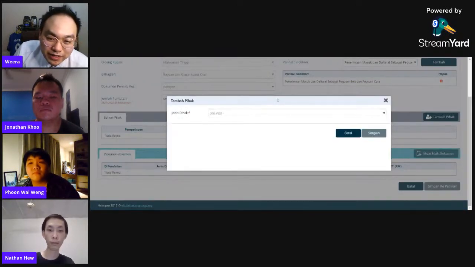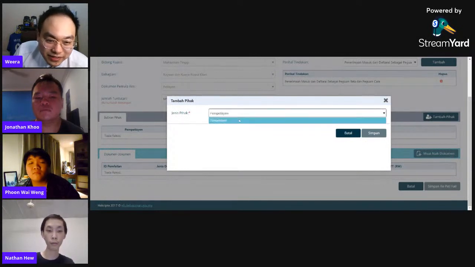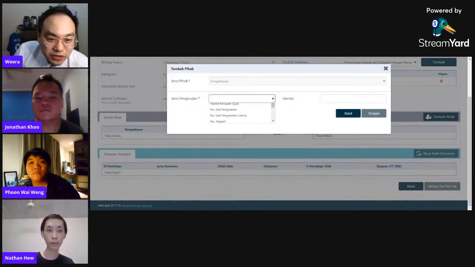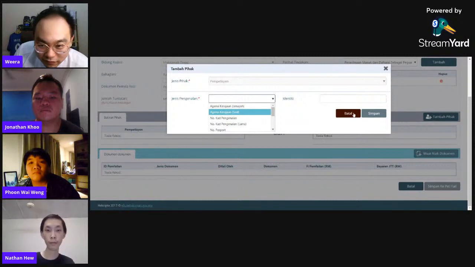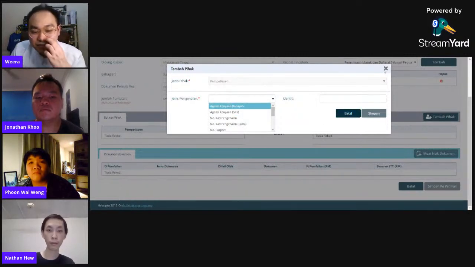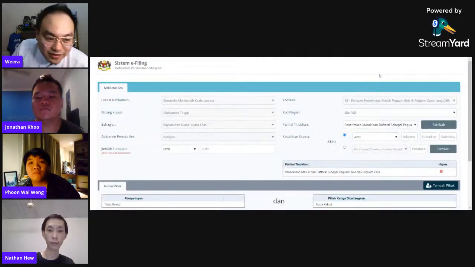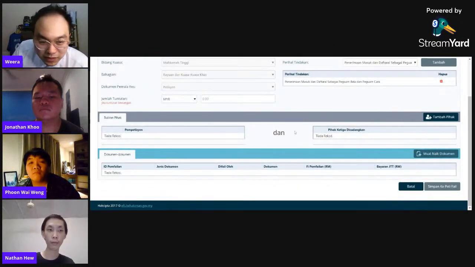The part after you click tambah pihak is very self-explanatory. You put in your details, your IC number, and so on and so forth. I won't be doing it right now because it's rather self-explanatory. After that, your information will be right here at this part, and also the law firm that you are chambering at. Finally, you just go to muat naik document.